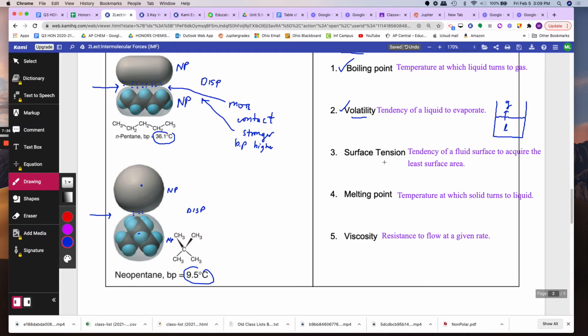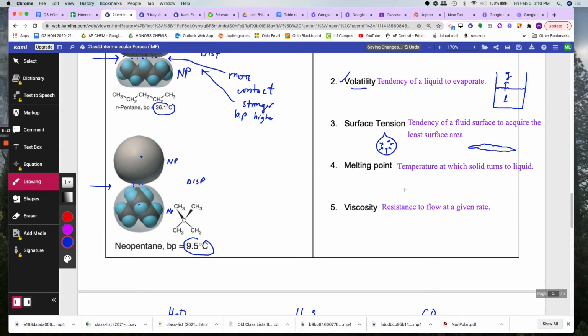Surface tension. Water, when it rains, it forms this little droplet because the hydrogen bonding, the vector forces are all pointing inwards. And it's very strong. So you have a strong surface on the outside. Surface tension is the tendency of a fluid surface to acquire the least surface area. Because the hydrogen bonding is so strong, it has a high surface tension, as opposed to another substance. Like if you had n-pentane and it's a liquid, it'll be like a big blob because they don't want to stick together because of a weak dispersion force.